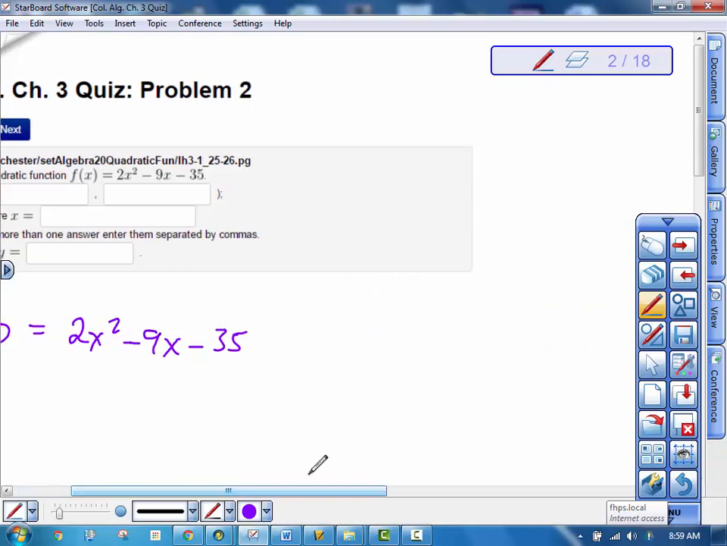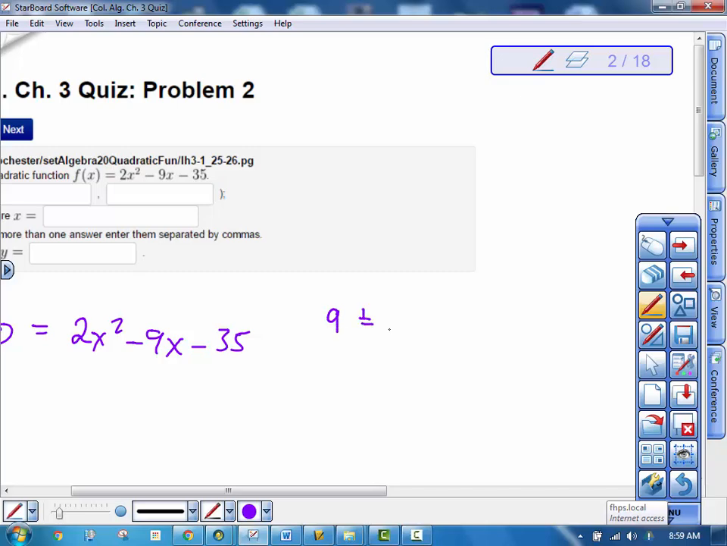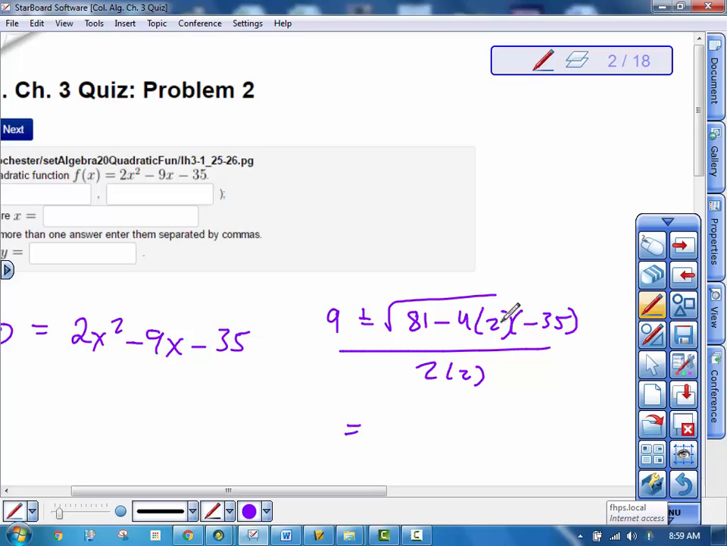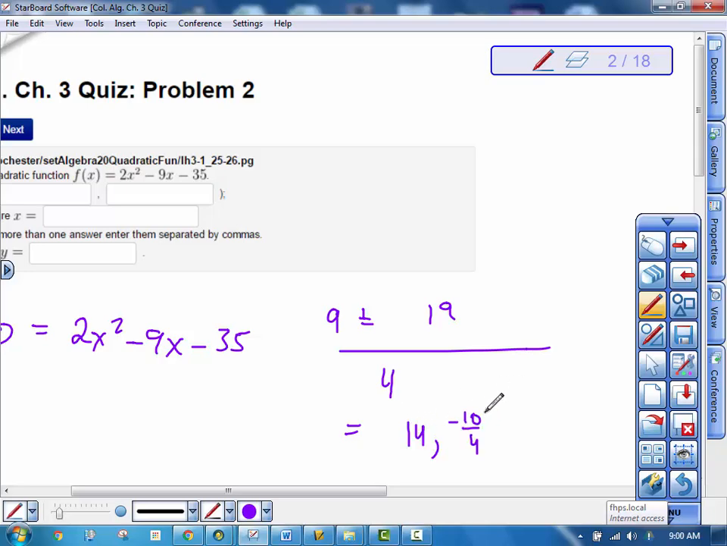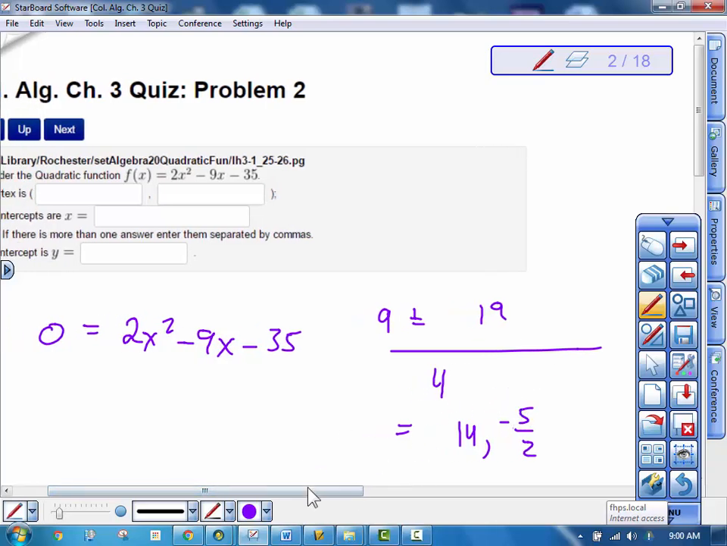Now I'm going to do the quadratic formula with that. So it's opposite of b plus or minus the square root of b squared minus 4ac all over 2a. And I'm going to simplify this. Double negatives go positive. And this whole thing simplifies to 361. And then the square root of 361 is actually 19. So you get 9 plus 19 over 4, so you get 14, and 10 over 4, which simplifies to 5 over 2 if you do both of these. So there's our two x-intercepts. We can list those with a comma.